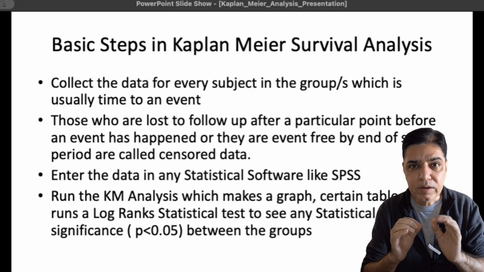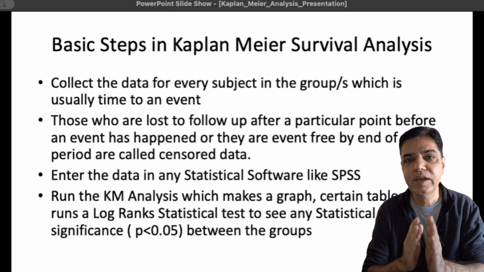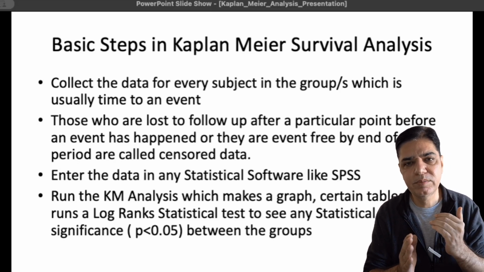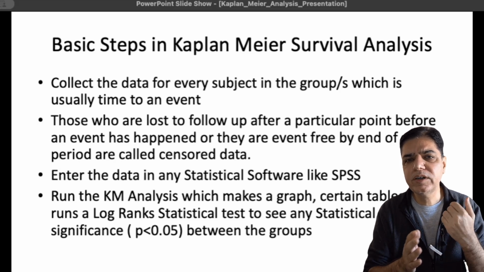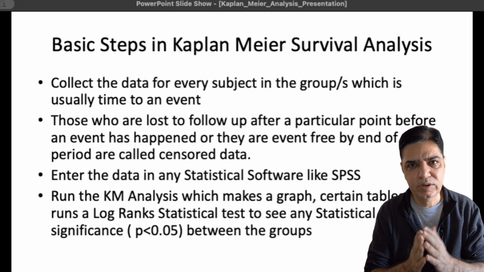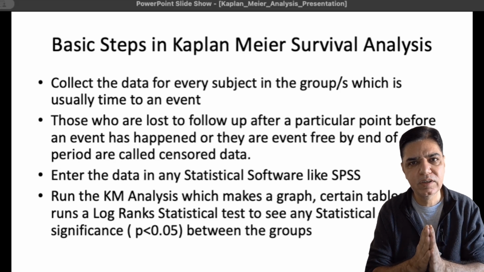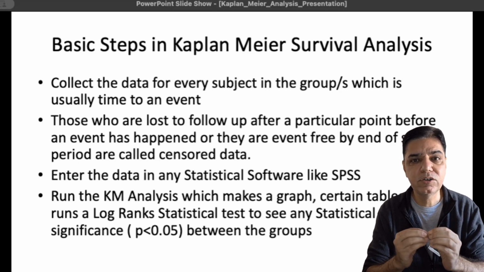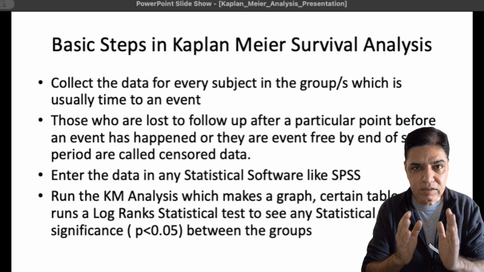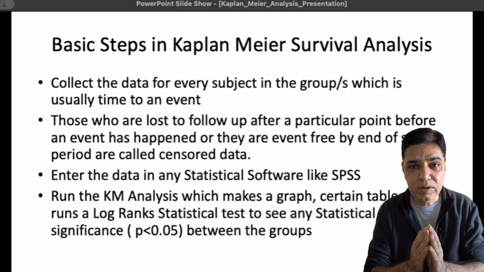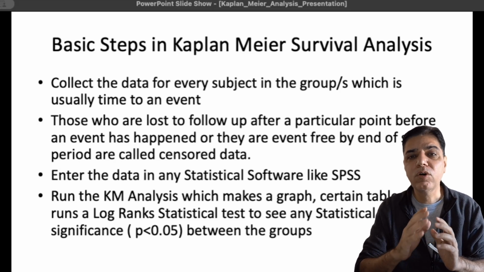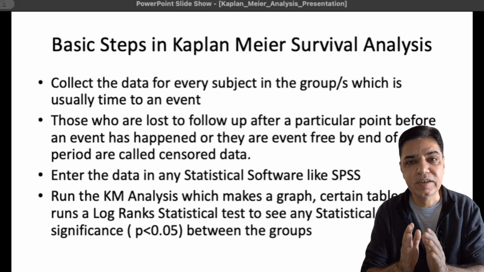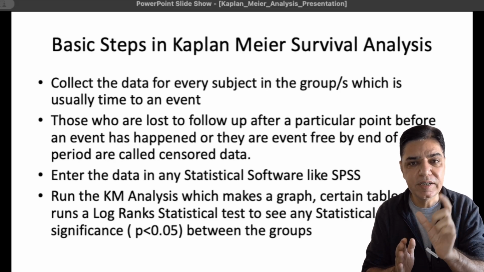Even those people who were symptom-free by the end of the study period. For example, you are running the study for 6 months or 1 year, and let's say there is a fraction of people who didn't get any symptoms at all during this time period. Even when the study finishes, they are asymptomatic. Even that is considered to be censored data. So censored data basically is all those people who you cannot account for, number one, or number two, who have got no symptoms till the end of the study. This is known as censored data.